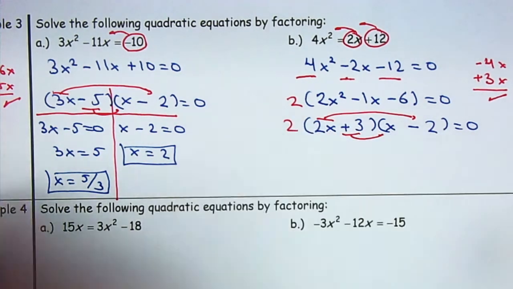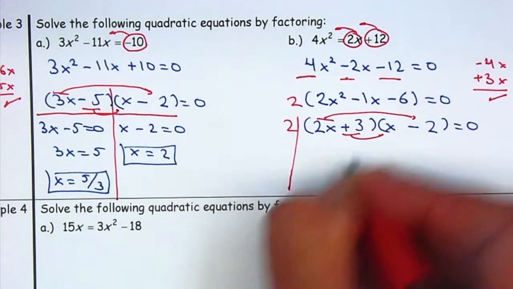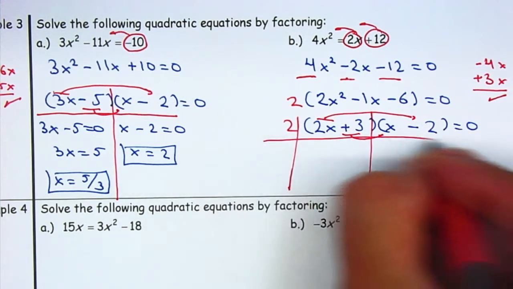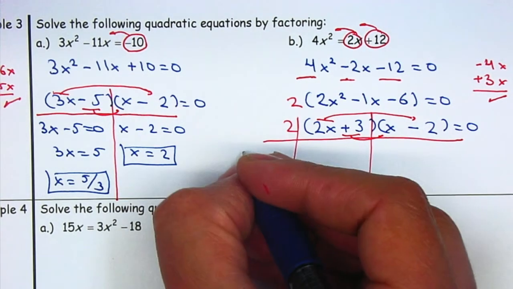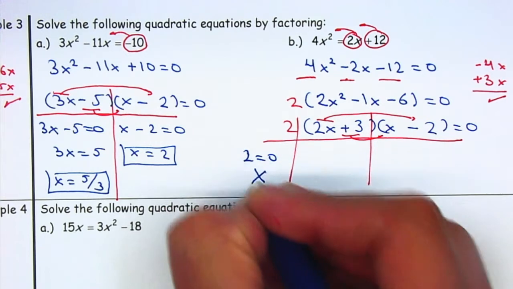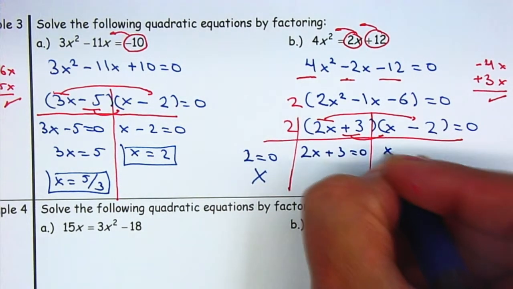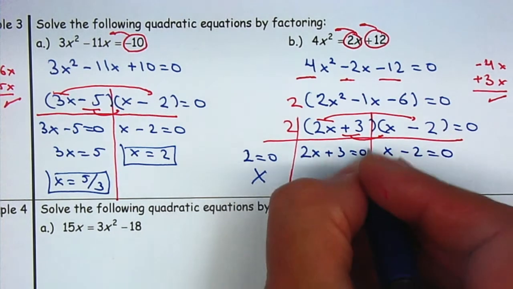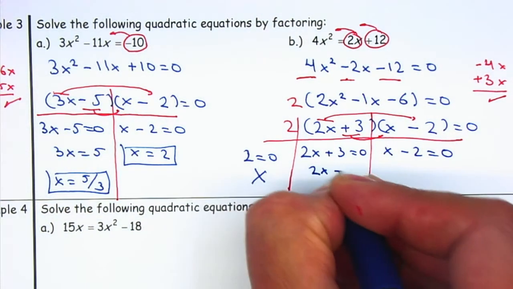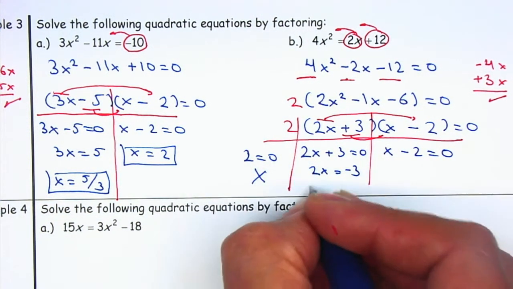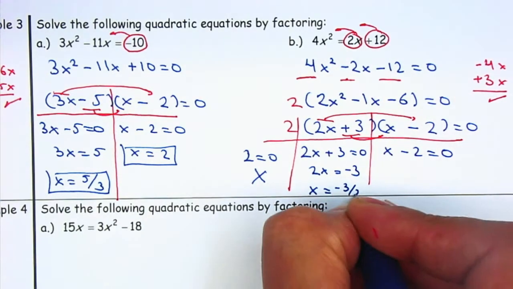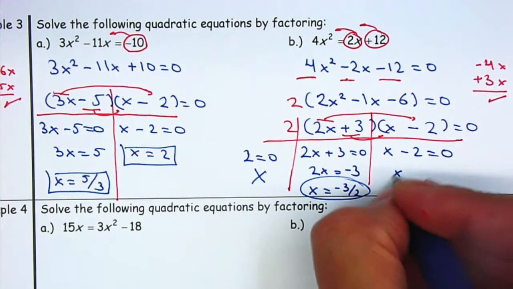Now from here, I do my zero product property. I'm going to make it equal to 0, or my t-chart. That will be 2 equal to 0? No. 2x plus 3 equal to 0, and x minus 2 equal to 0. Move my 3 to the right, it becomes a negative. Divide by 2. Move my 2 to the right, it becomes a positive.